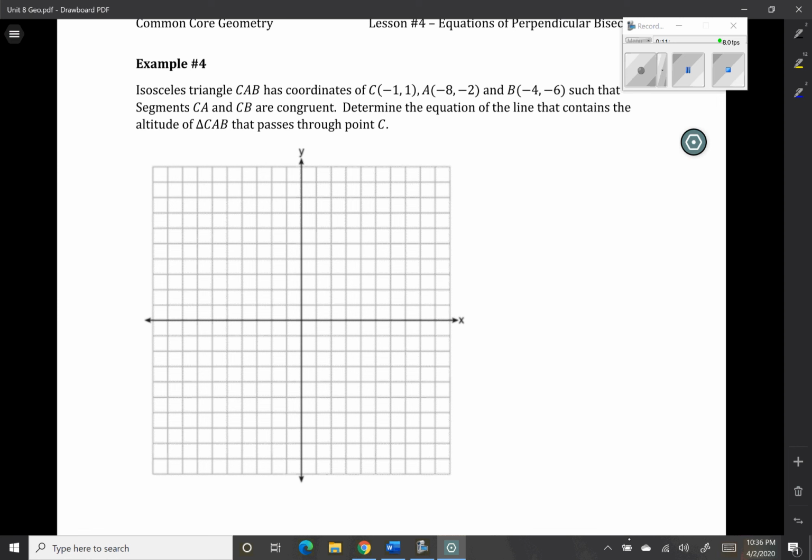So first thing I want to do is graph this. So I have negative 1, positive 1. I have negative 8, negative 2. And I have negative 4, negative 6. C, A, B. Use your straight edge here and graph your lines. So we have a straight edge.